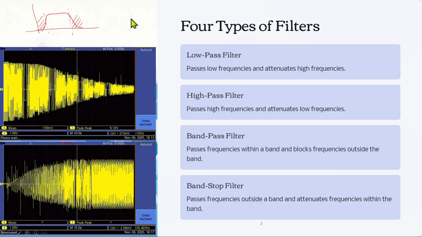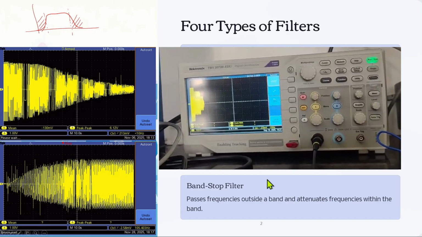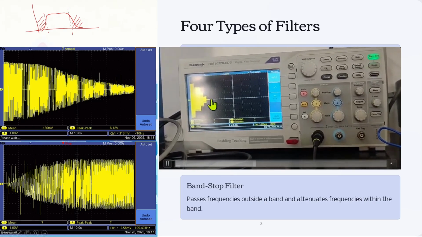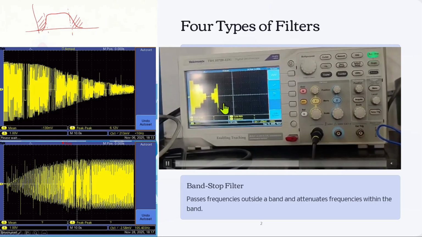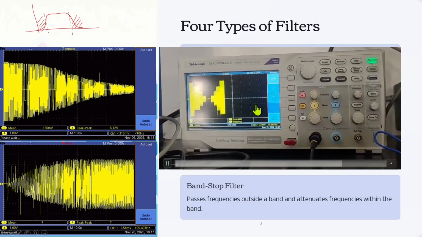Now the last and final one is the band stop filter. A band stop filter passes the frequencies outside a band and attenuates the frequencies within the band. That means it will reject a particular range of frequencies. As you can see here, it is rejecting a particular range of frequencies. It becomes zero at that frequency, and then if we increase the frequency further, it allows the remaining frequencies. So this is a band stop filter.